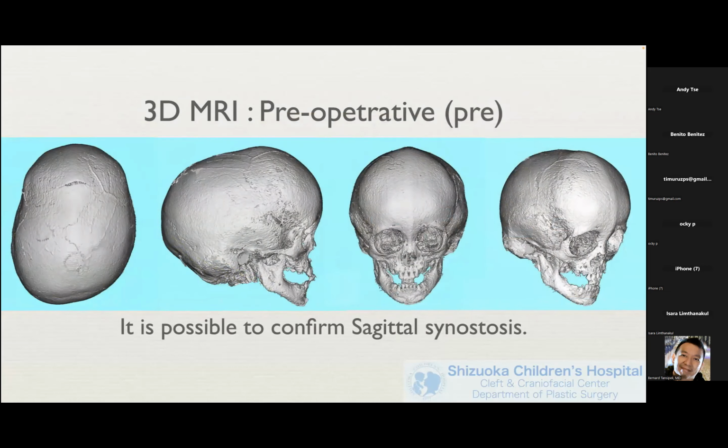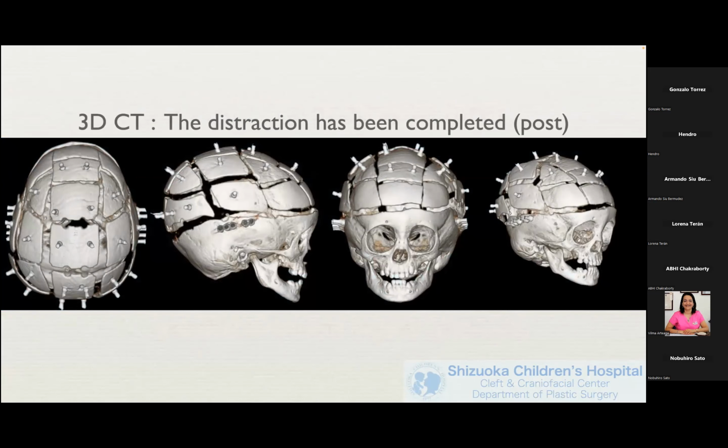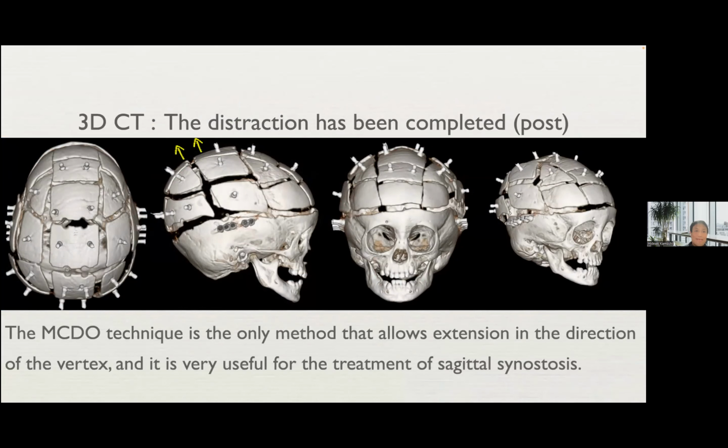In this preoperative 3D MRI, we can see the presence of synostosis. And this is the 3D image after the distraction has been completed. The MCDO technique is the only method that allows extension in the direction of the vertex, and it's very useful for the treatment of sagittal synostosis.